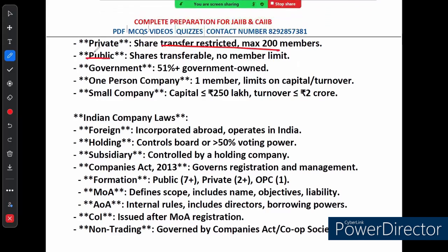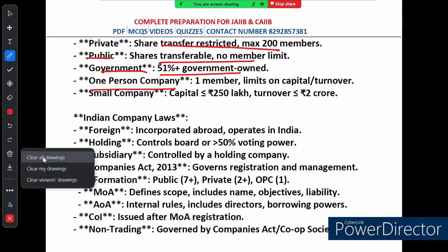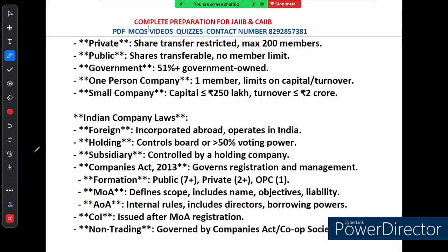Public company: shares can be freely transferred, and there is no limit on the number of members. Government company: 51% or more of the shares are owned by the government. One Person Company: owned by only one person. Now the limit on capital and turnover: a small company has capital up to 2.5 crore and turnover up to 2 crore.